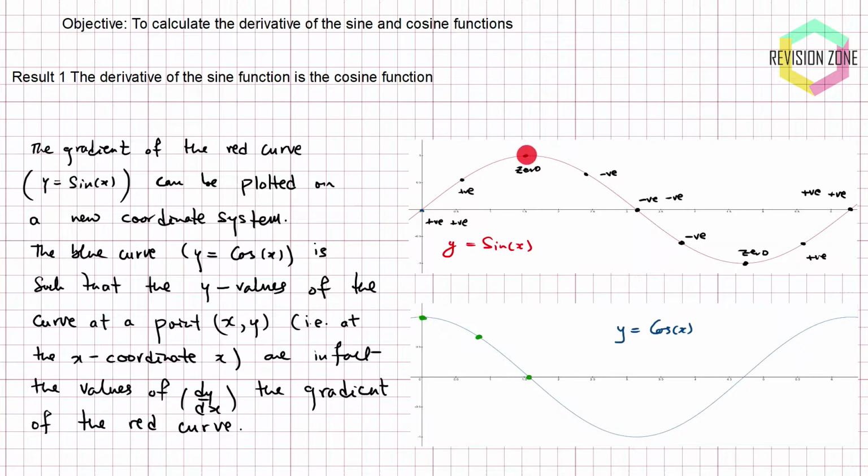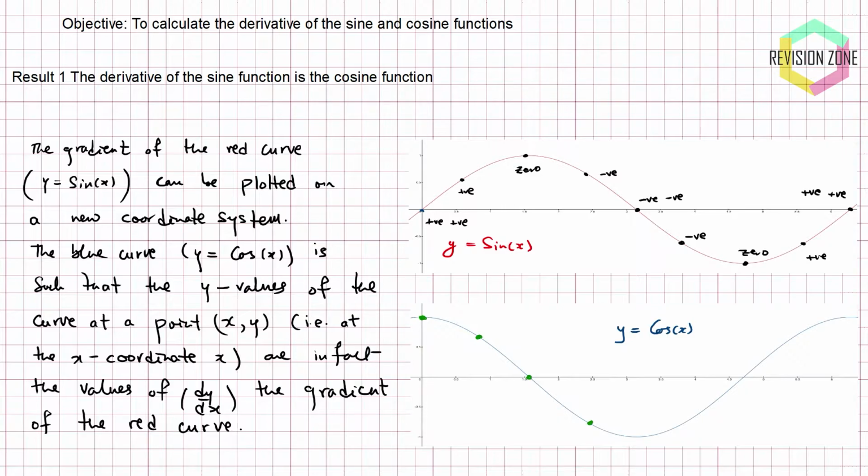And then finally the gradient there is 0, so the y value here better be 0, right? So if we carry this on, let's think about this point here. Now the gradient is negative, so the y value better be negative on our next curve. So I come here, and then the y value is of course negative.